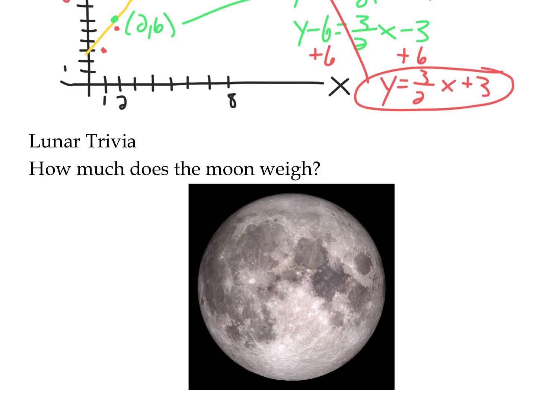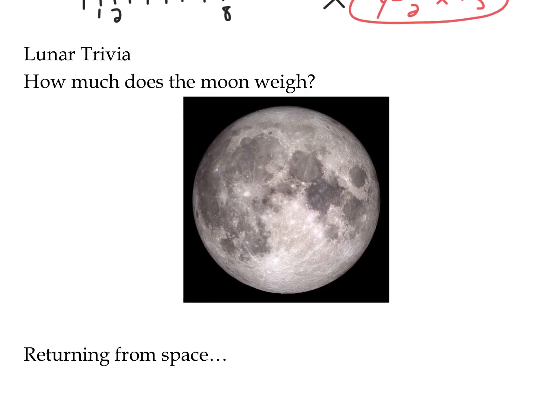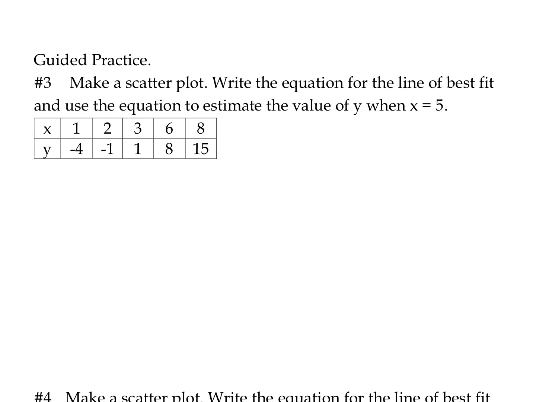All right, now as we return from space, back to some lines of fit. Let's make a scatter plot here and write the equation for the line of fit. Then we're going to use that equation to estimate another value. So we're going to take another step beyond just writing the equation. All right, so let's graph these points. Draw my graph out here.